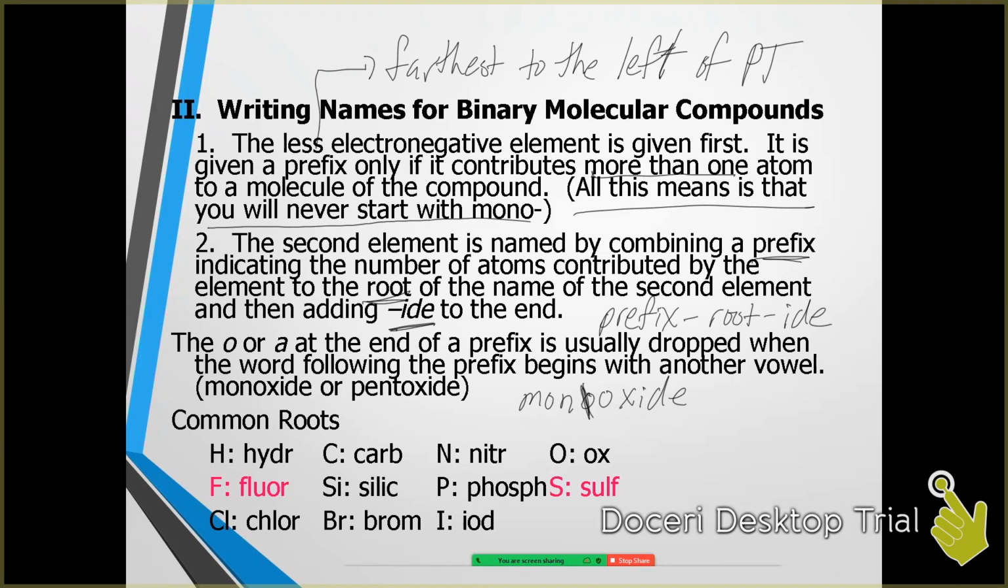Like I said, if you struggle with any of the roots, although these are really common, probably the one that people struggle with a little bit is iod, because we don't use it as much. But there are your roots if you have trouble with those. And then the first element name does not change. So I'm just taking an element off the periodic table and tacking a prefix on it.